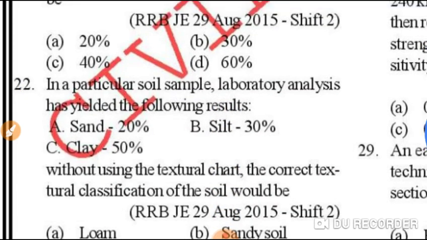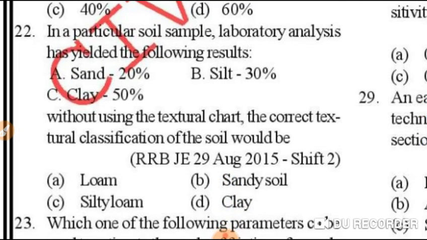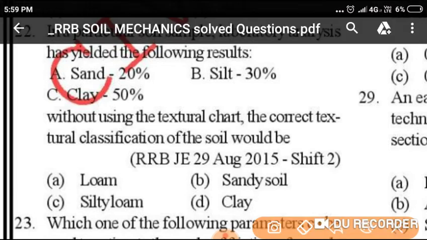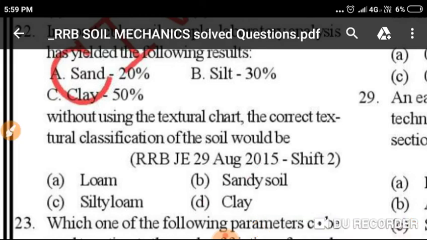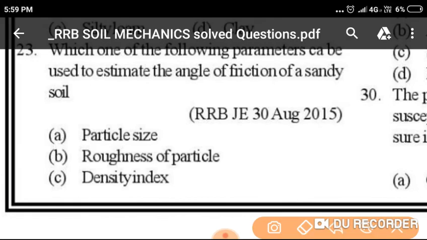Question number 22. In a particular soil sample, laboratory analysis had yielded the following results: sand, silt, clay. Without using the textural chart, the textural classification of the soil is clay. Option D, correct answer. Which of the following parameters can be used to estimate the angle of friction of a sandy soil? The density index is the correct answer.